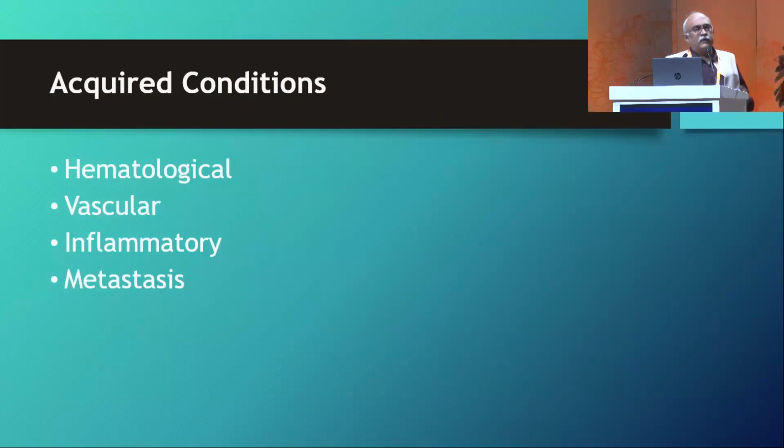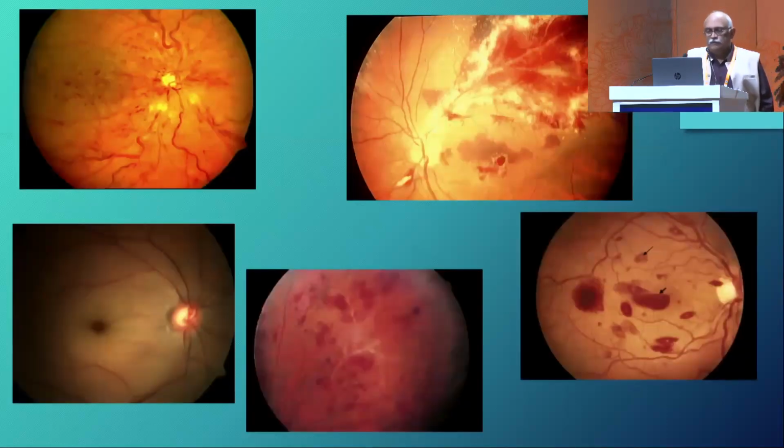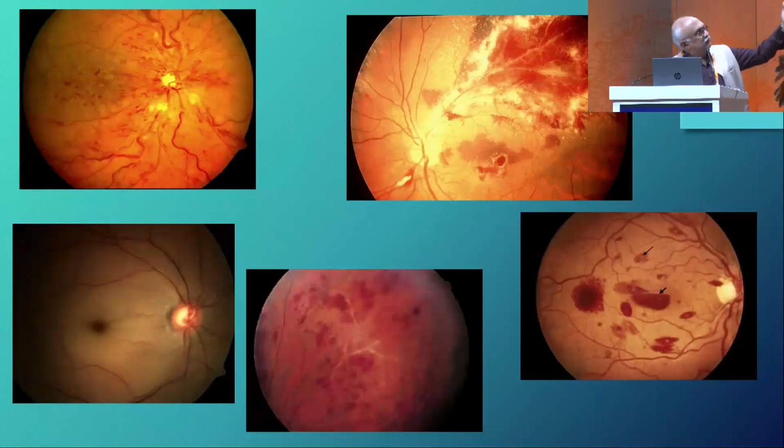And there are a lot of acquired conditions like hematological conditions, vascular conditions, inflammatory conditions, and even malignancies, neoplastic like metastasis, that will be covered. And these are some of the vascular occlusions, cytomegalovirus infections, then hematological conditions like leukemia. So a lot of acquired conditions.